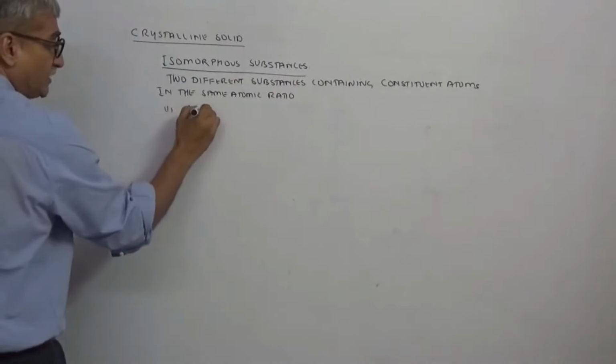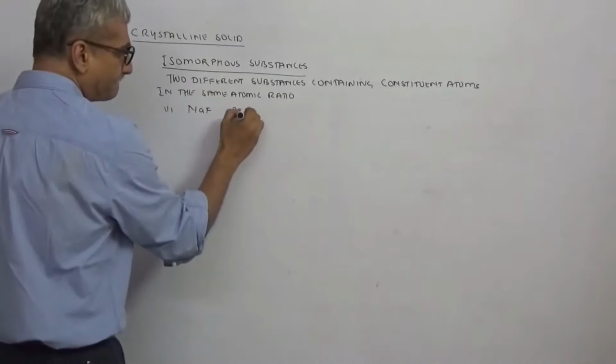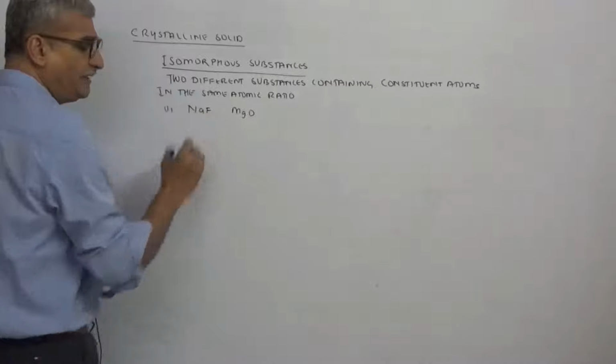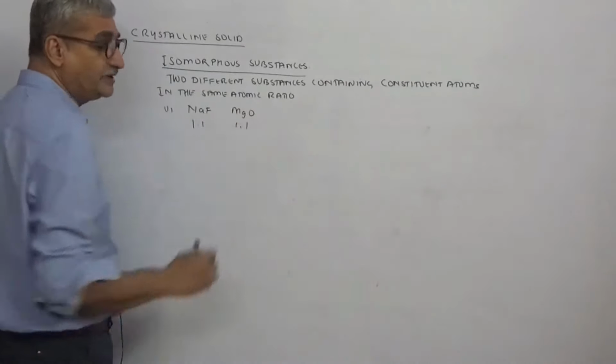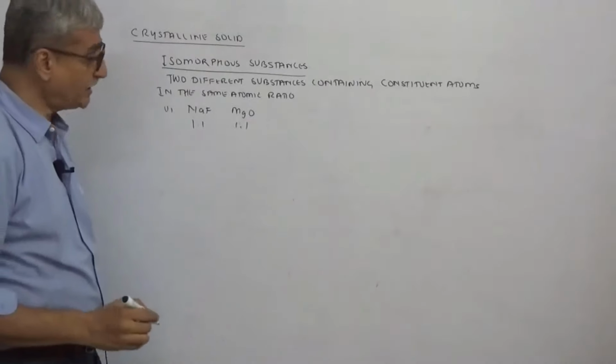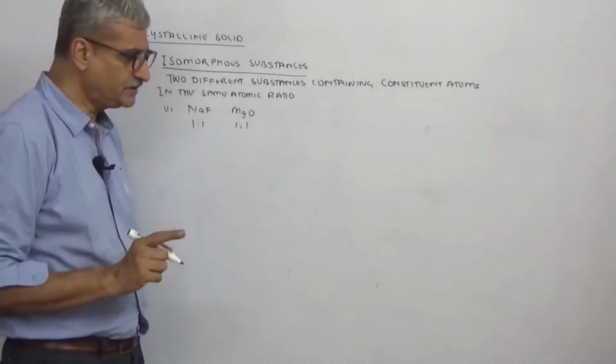So this is an MCQ on its own. NaF and MgO. Sodium and fluorine are in the atomic ratio of 1:1, and this is also in the ratio of 1:1. So for those who are writing NEET, you must remember this point. Who's writing NEET in this?